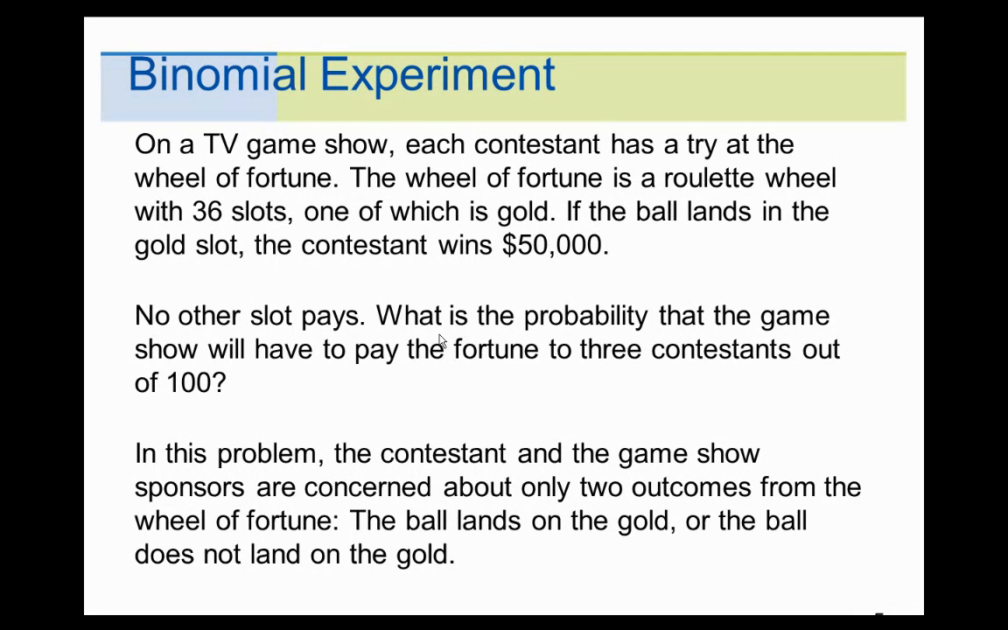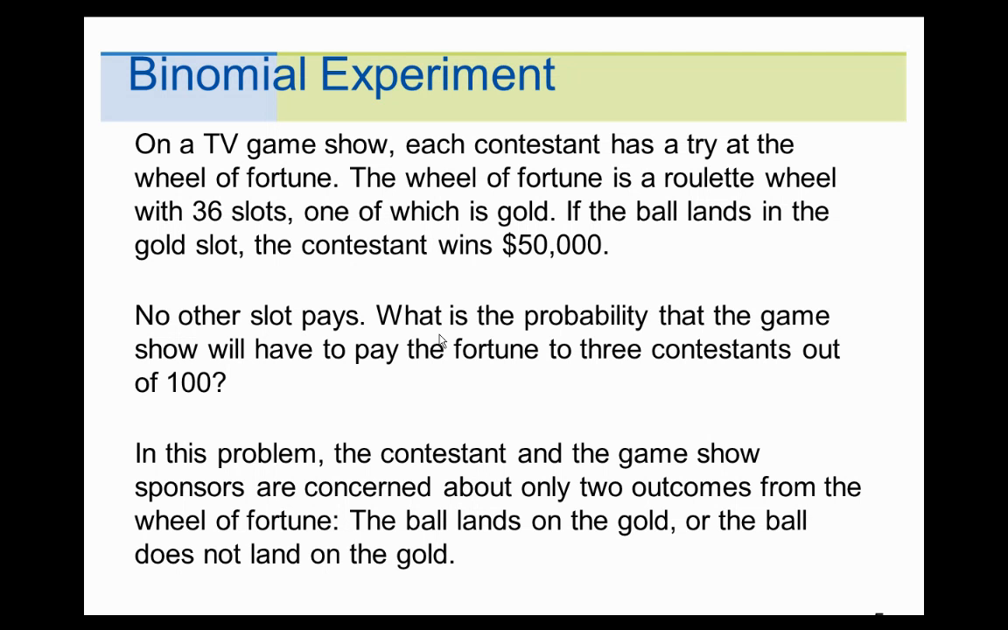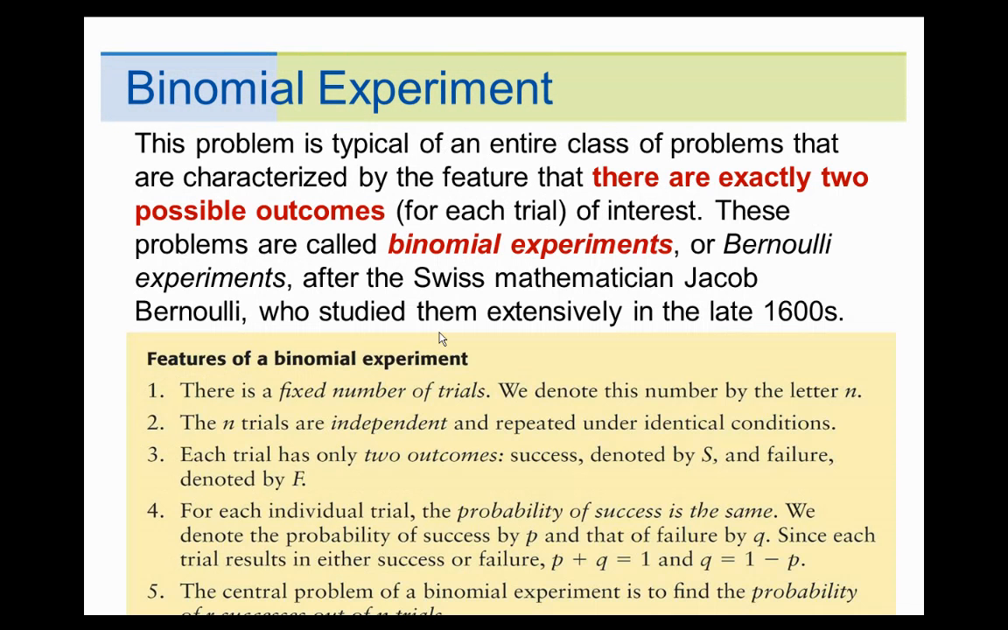On a TV game show, you get a try at the Wheel of Fortune. It's a roulette wheel, 36 slots, and the contestant wins 50 grand if the ball lands on a gold slot. None of the other slots pay out. So in this problem, the contestant and the game show sponsors are concerned about only two outcomes. Either the ball lands on the gold or the ball does not. This is a typical problem of a binomial experiment that he talks about here.